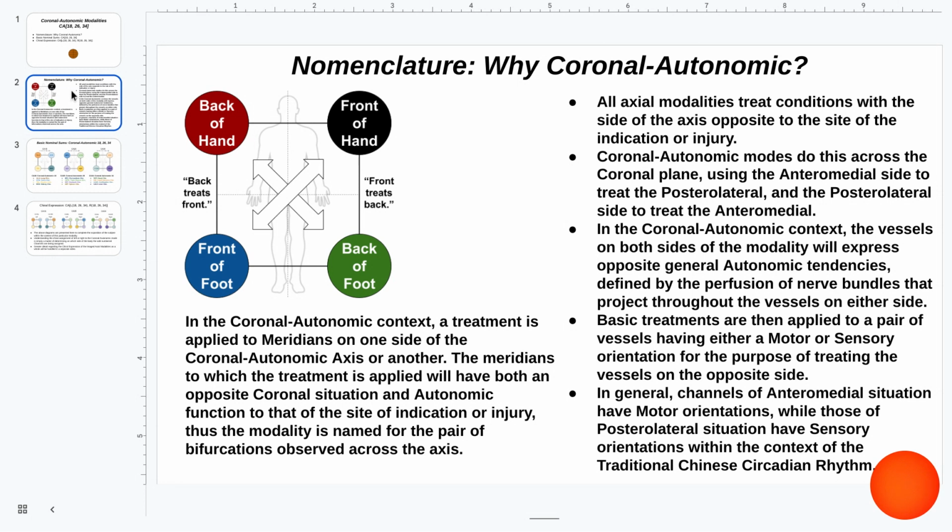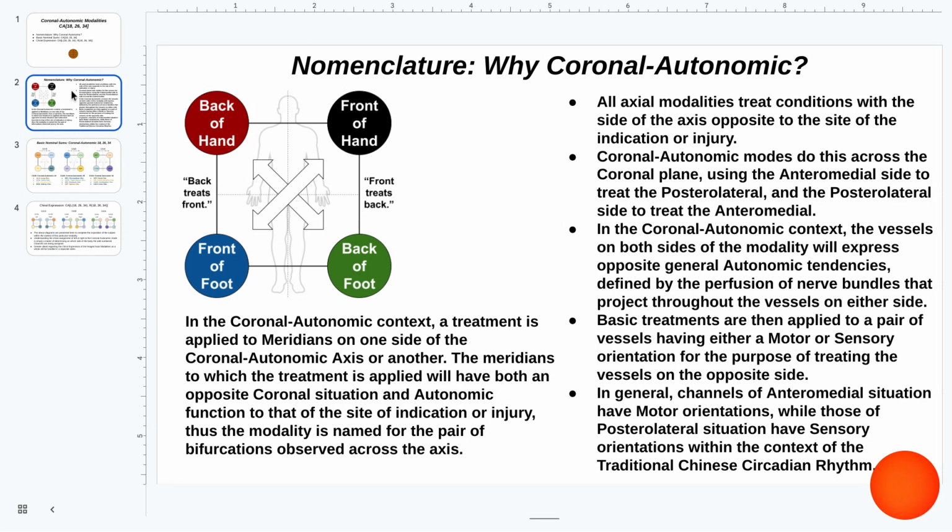In the coronal autonomic context, a treatment is applied to meridians on one side of the coronal axis or another. The meridians to which the treatment is applied will, in general, have an opposite autonomic function to that of the site of indication or injury. Thus, the mode is named for the pair of bifurcations observed across the axis. The bullet points on the right provide the same information previously given from a slightly altered but entirely equivalent perspective.